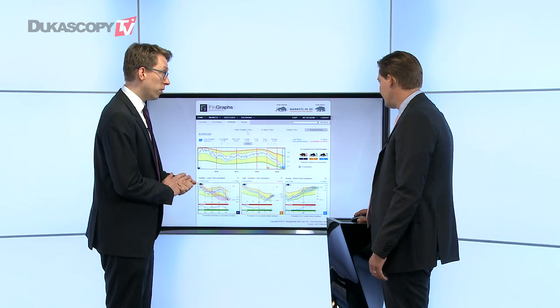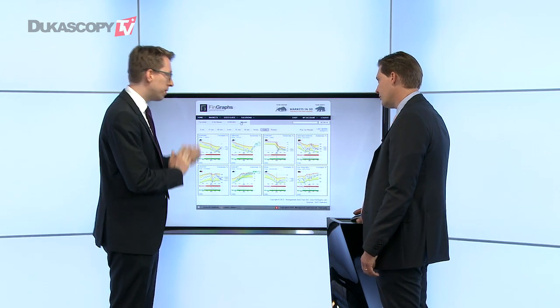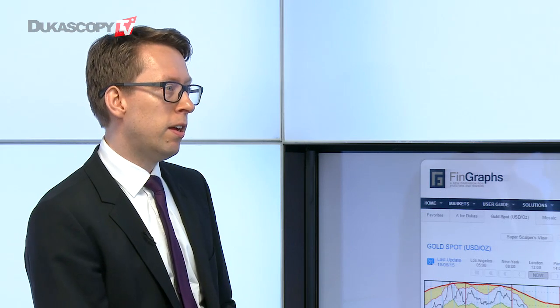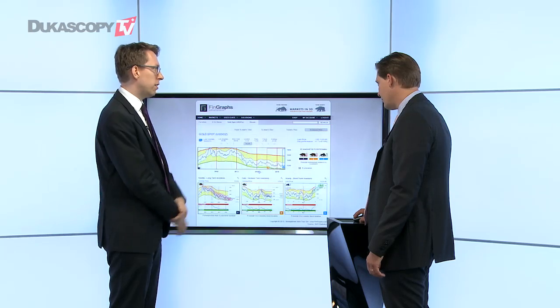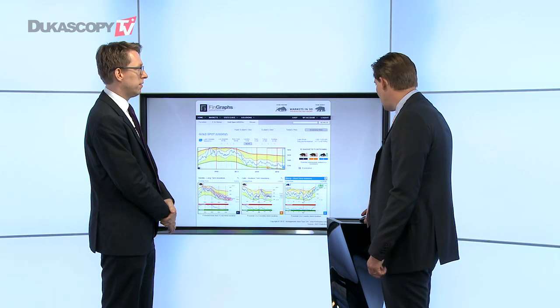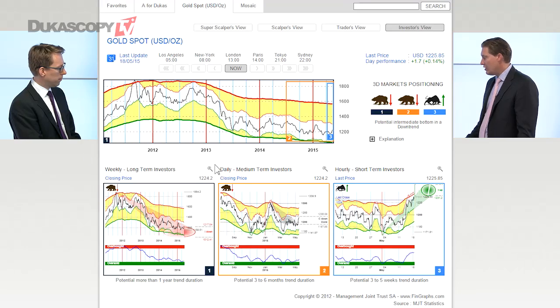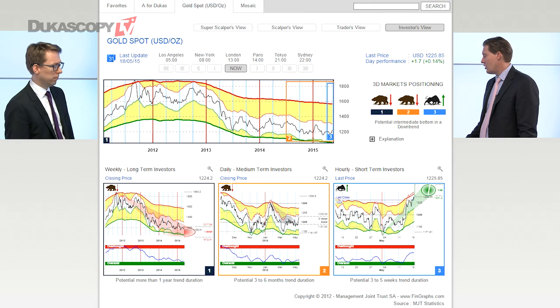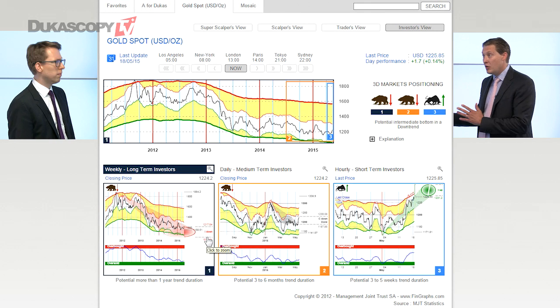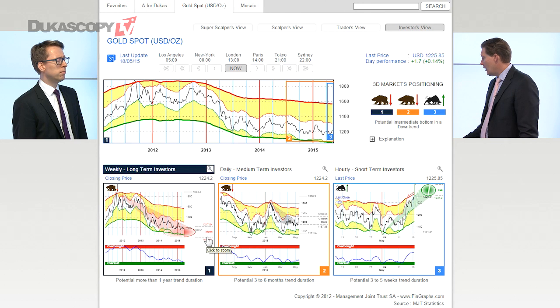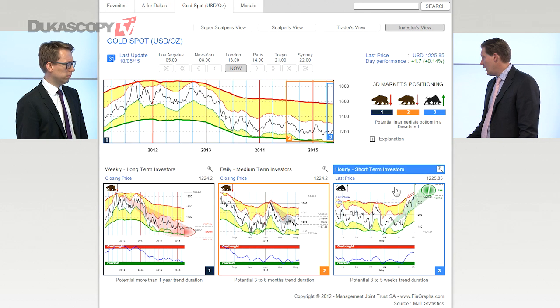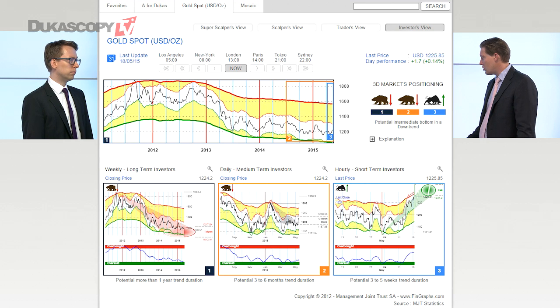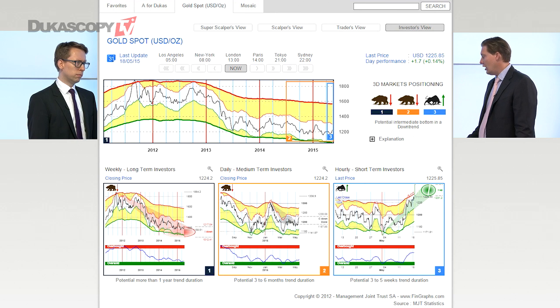So if we look to the gold, it has gone through the psychological resistance of 1,225. Do you think that the resistance of 1,300 is now in reach, or is the long-term downtrend still in place? Well, what we see here is that at the moment, the weekly and daily charts, which give the perspective over the next few quarters and the next few months, are still on a downtrend. So we would still be negative over the medium to long term on gold. Now, the short term is correcting up quite aggressively, and the machine is telling us that we have a potential intermediate bottom, so a bull here, in a downtrend.